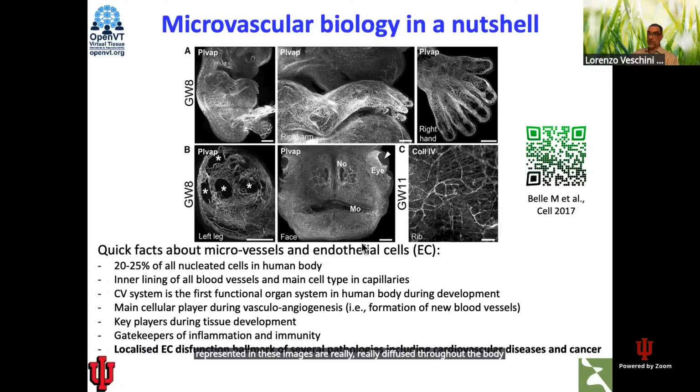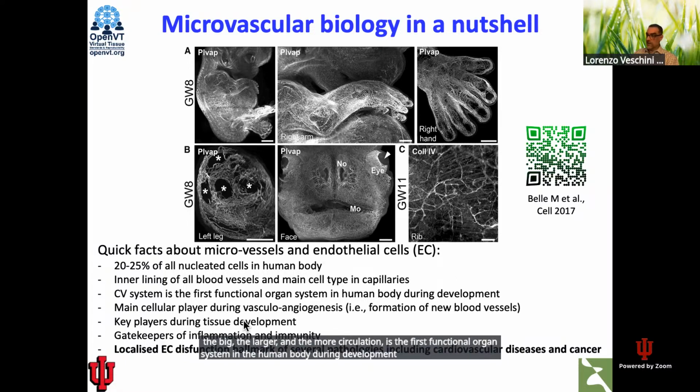Some more quick facts about microvascular and endothelial cells. The endothelial cells, which are the inner lining of all blood vessels and the main cell type in capillaries, are 20-25% of all nucleated cells in the human body. And the cardiovascular system, including the heart and the larger blood vessels and the microcirculation, is the first functional organ system in the human body during development.